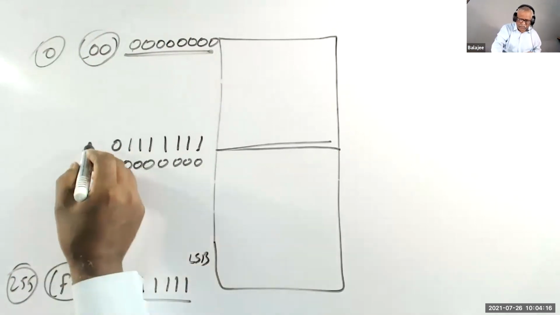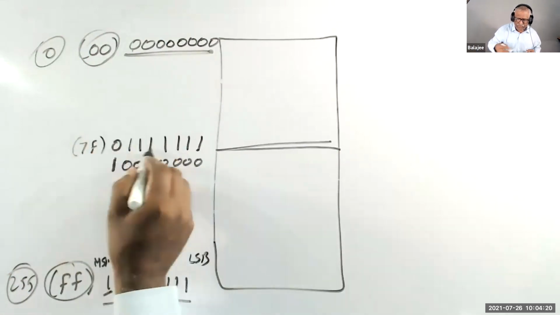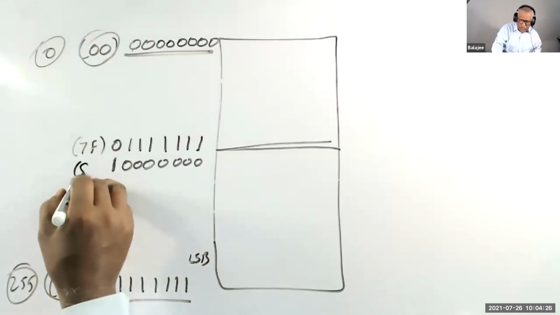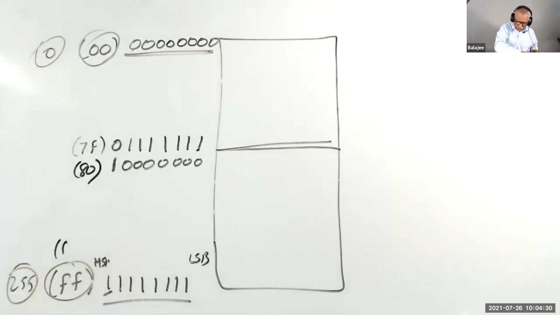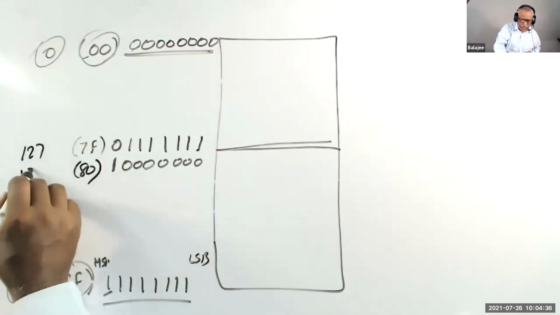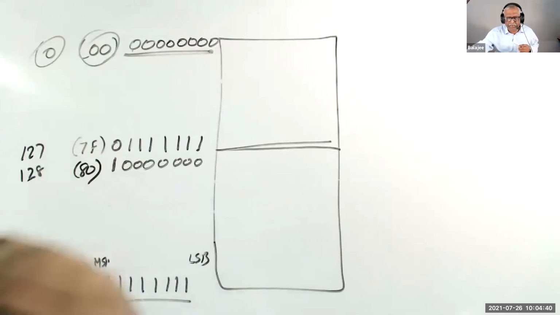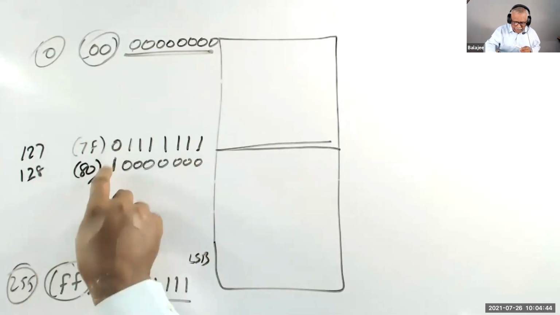That is 7F. And the other one is 80. This is FF. This is no change. I don't change the last one. I change only the beginning one. And this is 127. This is 128. Please try to understand this. When I divide them into halves, I'm making it half very simply, by changing the first bit.